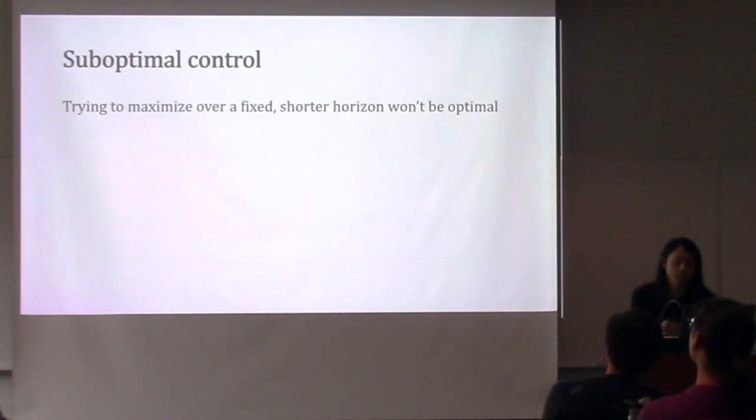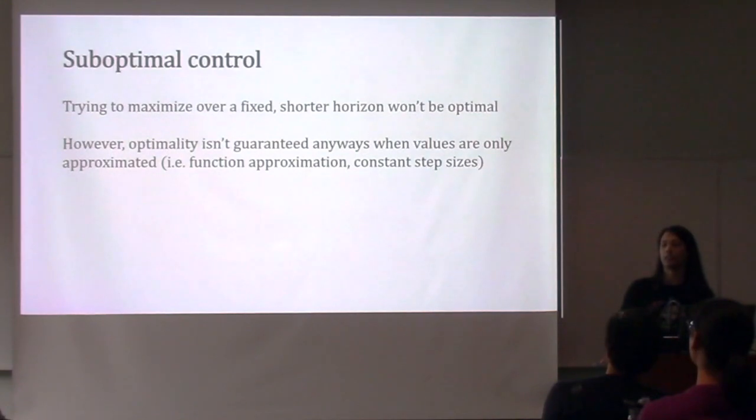So to address this in control, if you try to maximize over this fixed shorter horizon, it won't be optimal. But optimality isn't guaranteed anyways if we only try and approximate these values.